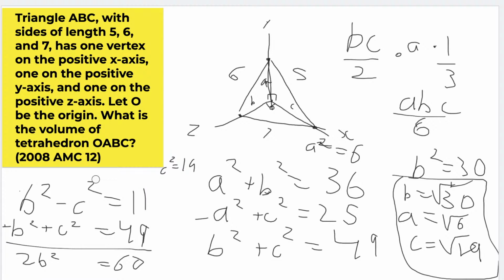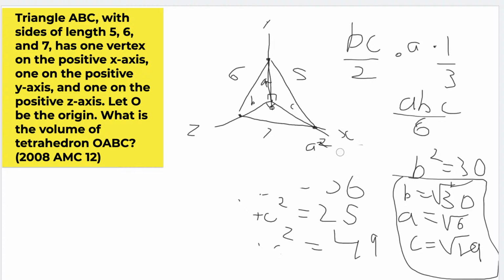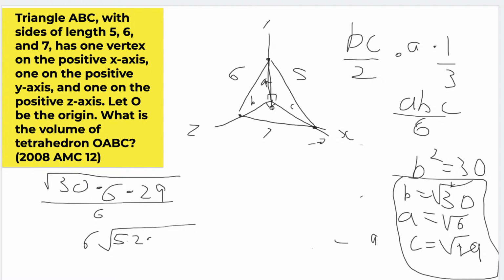Now all we have to do to find the volume is substitute all 3 of those variables back in. And remember, in the beginning we solved the equation to find the volume, which is just all of the side lengths multiplied, divided by 6. So we're going to multiply all of these side lengths now. So square root of 30 times 6 times 29 over 6. And that is what we needed. So this is the same thing as 6 to the square root of 5 times 29 over 6.